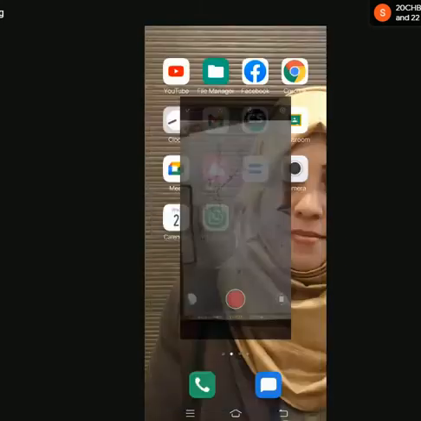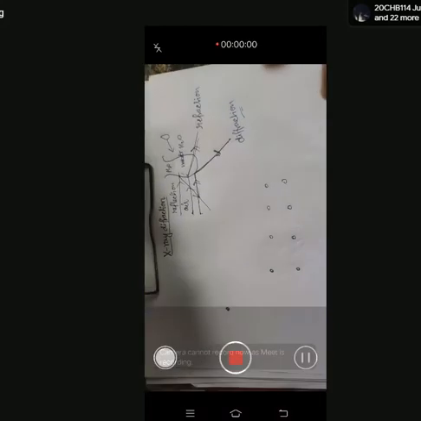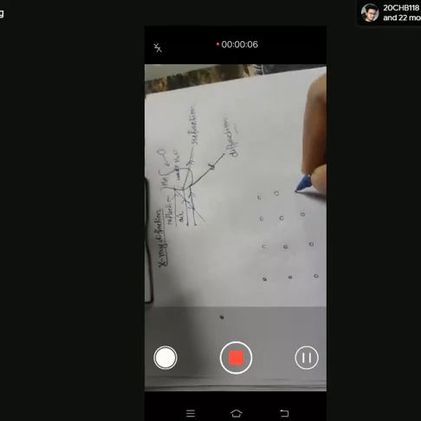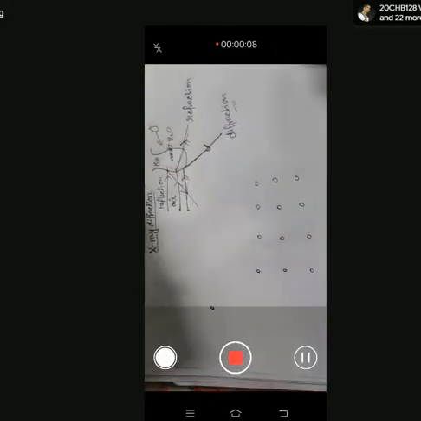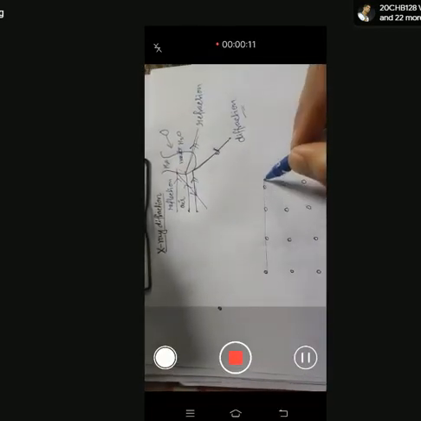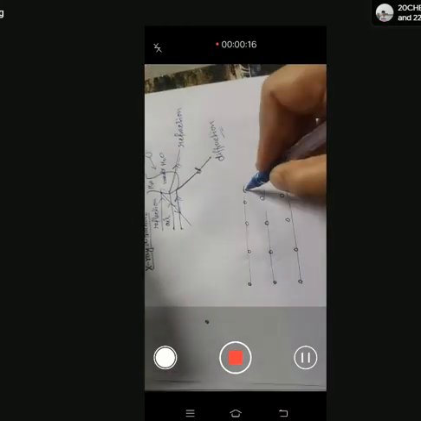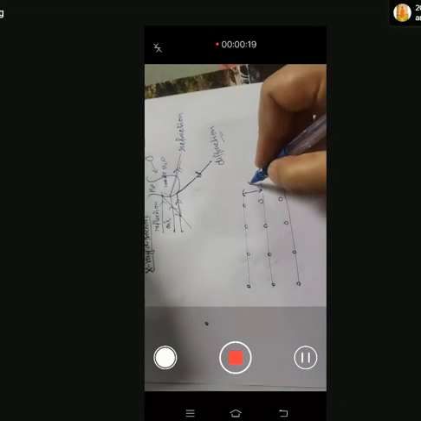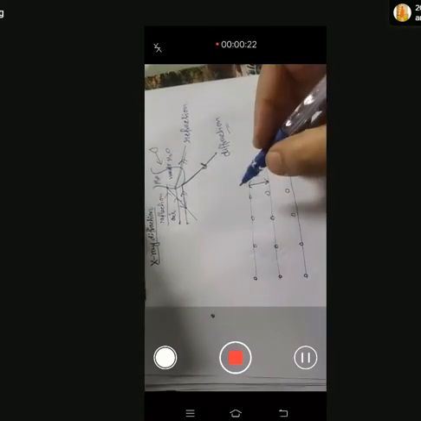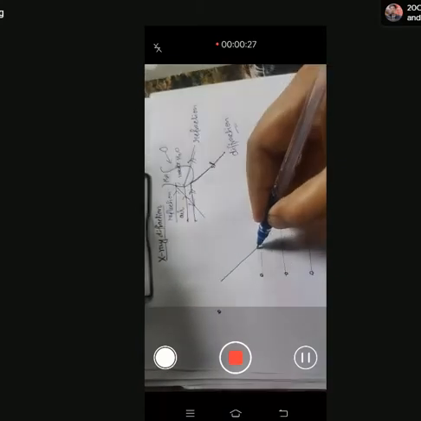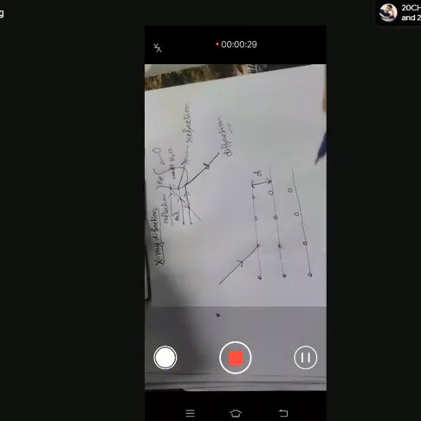Now I'm taking any solid, for example, NaCl, which is an ionic crystal, having Na plus and Cl minus ions, like this. Now this is one plane, this is the second plane, and this is the third. So the distance between these two planes, that is the interplanar distance, is d. You already know this. Now I am saying the light is falling on this crystal like this at an angle of theta.